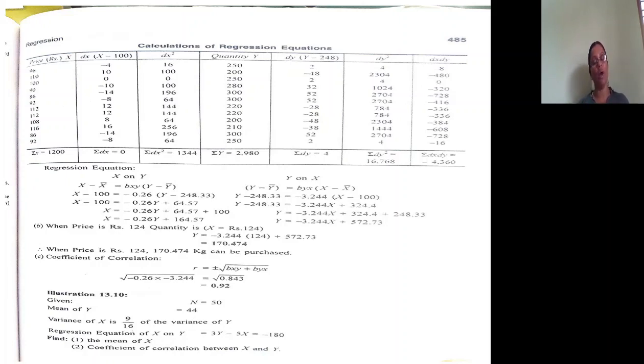We need y when x is given. In the same way, when we need x when y is given, if that is the case, no problem at all. We have to make use of the x on y formula. That's all. So we will see the remaining aspects in the next class.